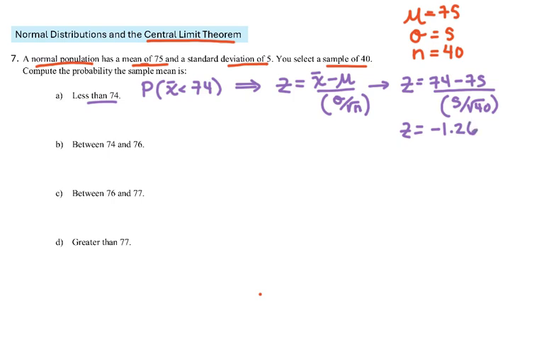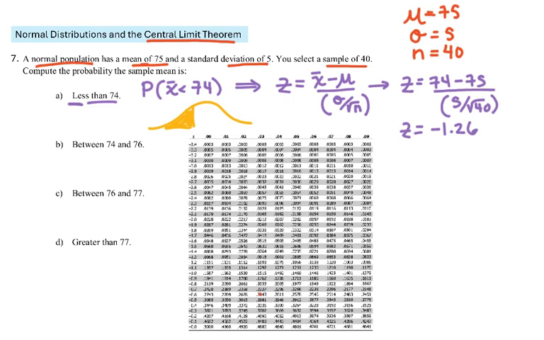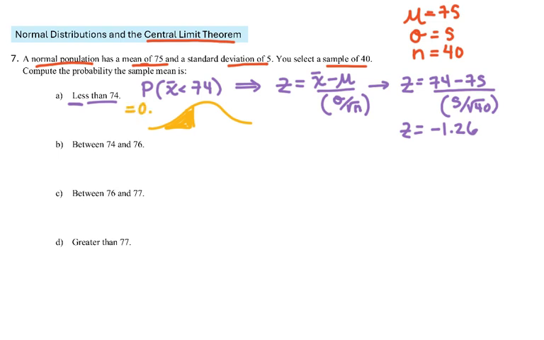1.26. And if they're saying less than, again, draw the picture. Here's our z value. Less than is to the left of, which is what we want. So we look on our z-table, and I see negative 1.26, 0.1038. So that's what we get. The probability is 0.1038 that we are less than 74. So just a little bit more than 10%.